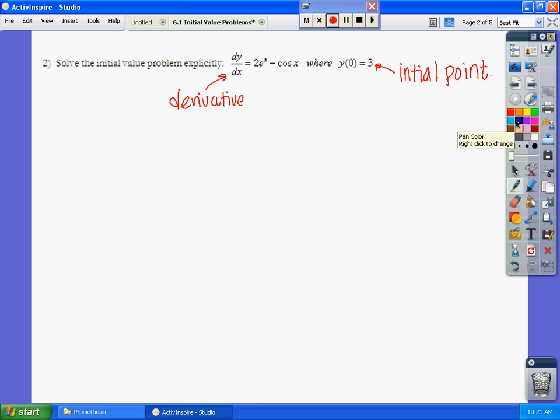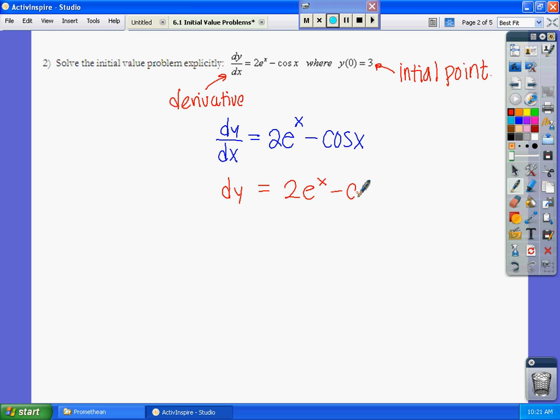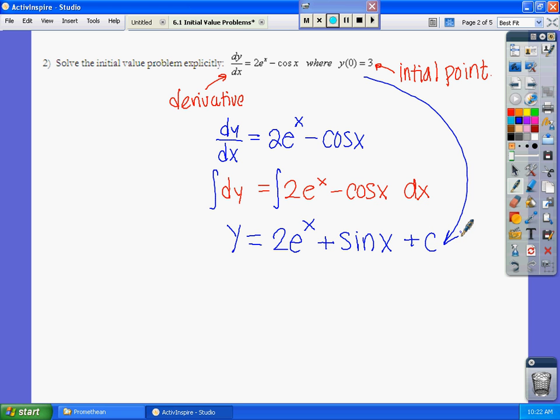So to start off, we have dy dx is equal to 2e to the x minus cosine of x. And so since we've already done 6.4, I am going to use the proper notation, which would be to separate the variables by multiplying by dx. I'm going to integrate both sides, and we know the integral of dy is y. The integral of 2e to the x is itself, 2e to the x. The integral of negative cosine would be positive sine of x, and then plus c, and then we're going to use our initial value in the problem.